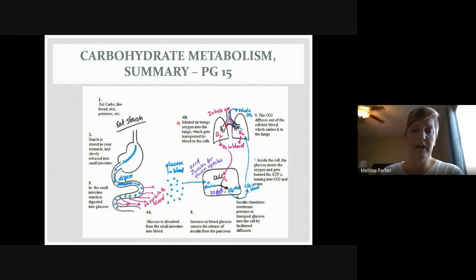So the glucose is absorbed from the small intestine into the blood, and then the inhaled air brings oxygen into the lungs, which gets transported by the blood cells. And then there's an increase in the blood glucose, which causes the release of insulin. So our bodies, remember, they like homeostasis, right? And our bodies work kind of like the thermostat in our home.